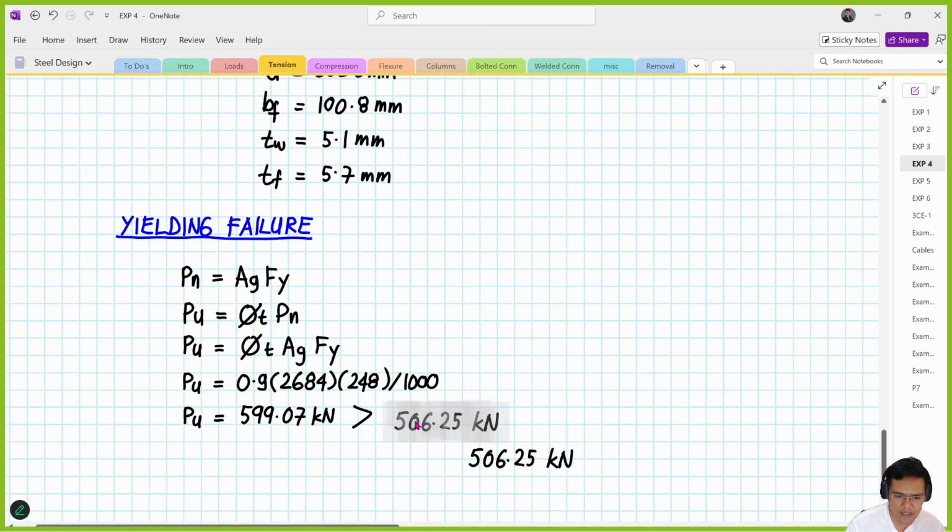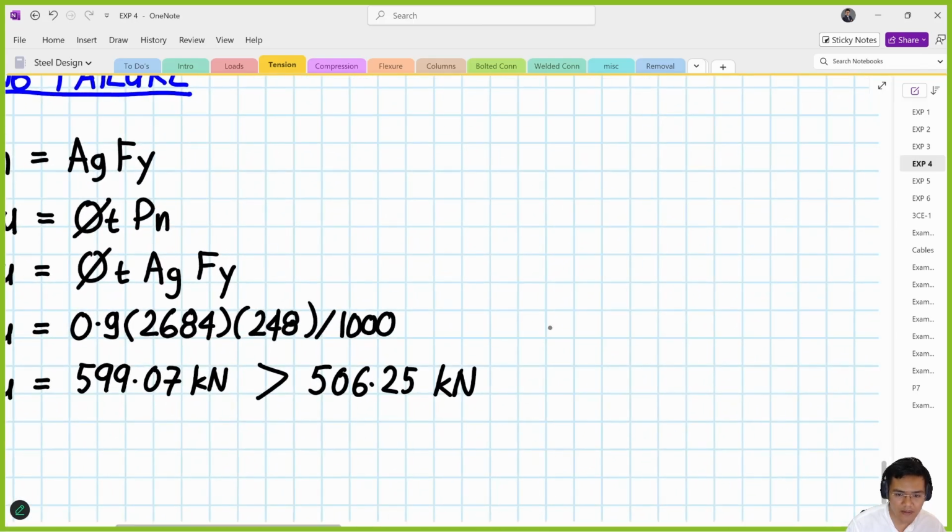Ang problem is pagdating sa rupture. Okay? Pagdating sa rupture, kung that same area, papasa pa rin ba? Okay?